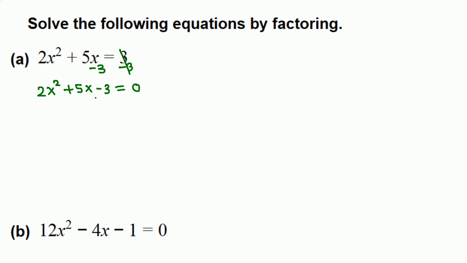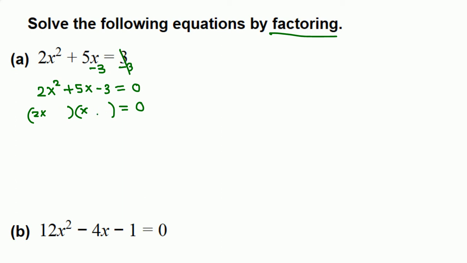This is a trinomial, and according to the instruction we need to factor. Okay, let's factor this. When a trinomial factors, it factors as a product of two binomials. 2x squared can only factor as 2x times x. And we have negative 3, which also factors only one way, 1 times 3 or 3 times 1.